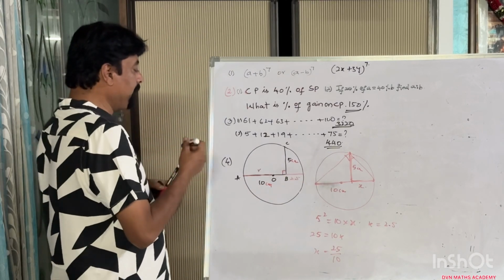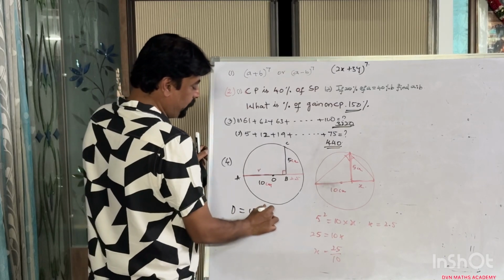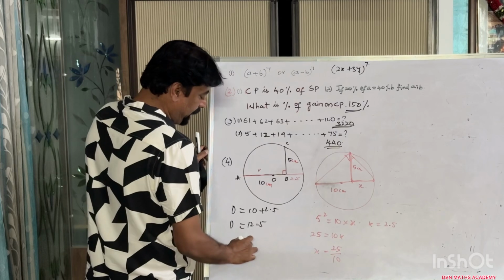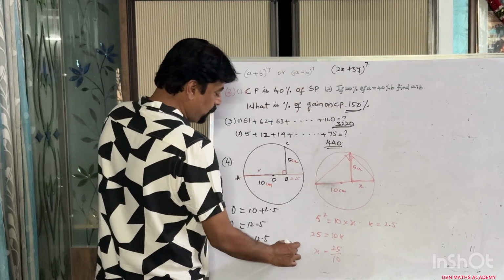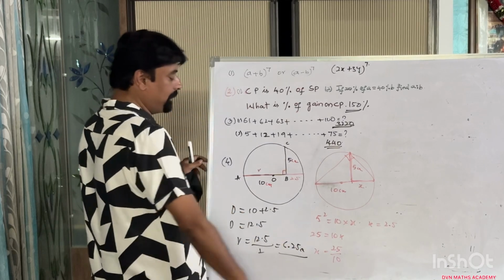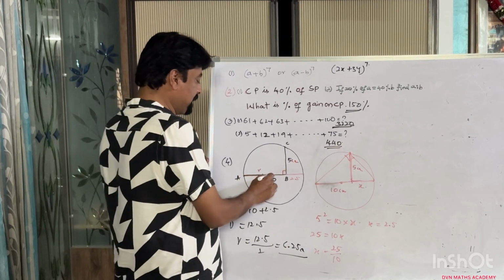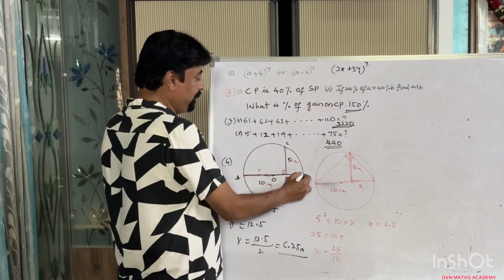Now the diameter of the circle is 10 plus 2.5. So the diameter is equal to 12.5. Therefore radius is equal to 12.5 by 2, that is 6.25 centimeters. So the radius of the circle is 6.25 centimeters. I just extended this up to here. Therefore you say this is ABCD.